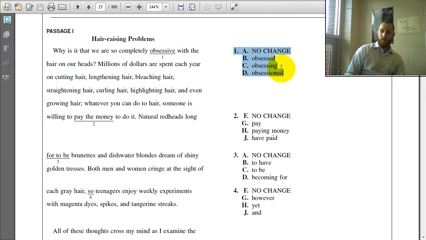So number 1, the best answer is B. In this sentence, the word obsessed is most appropriate to describe the action taking place. The word obsessive can be used as an adjective. The participle obsessing is not appropriate, and obsession is not a word. So answer choices C and D can be eliminated.